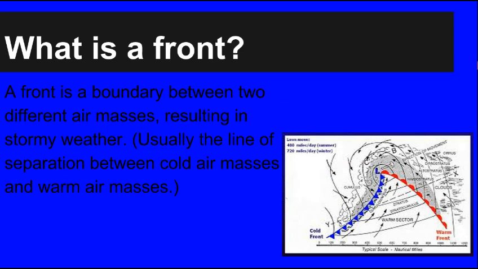A front is a boundary between two different air masses resulting in stormy weather, usually the line of separation between cold air masses and warm air masses.